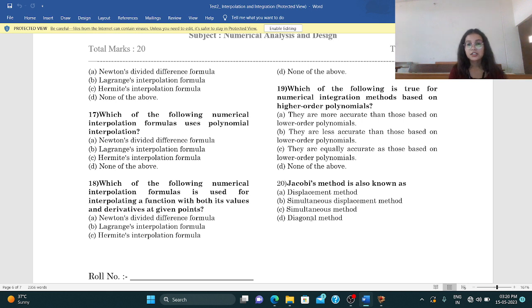Question 20. Jacobi's method is also known as option A displacement method, option B simultaneous displacement method, option C Simpson's method, option D diagonal method. And the correct option is simultaneous displacement method.